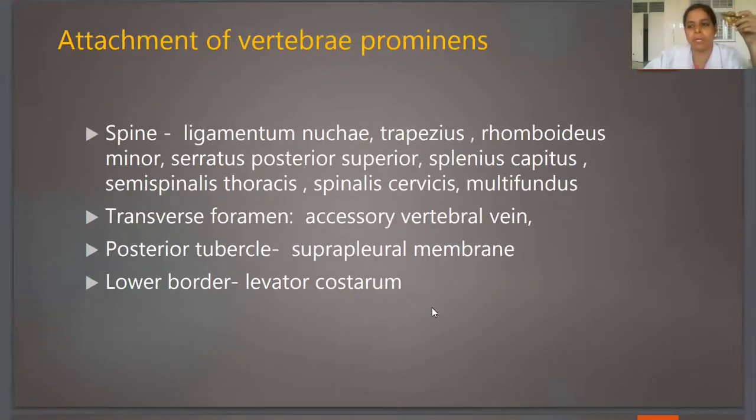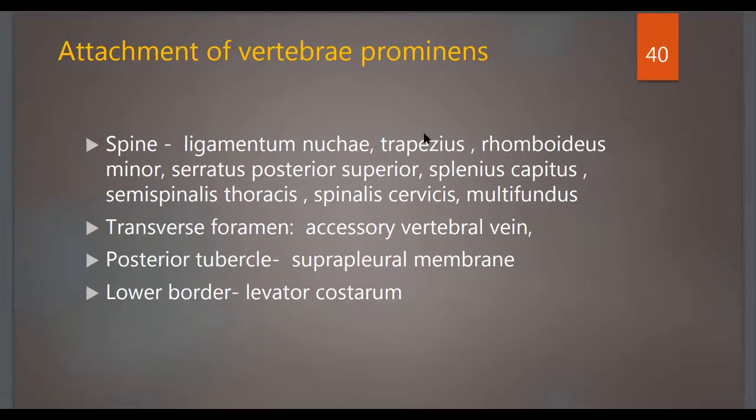Now, attachments of the vertebra prominence. The spine is giving attachment to ligamentum nuchae, trapezius, rhomboideus minor, serratus posterior superior, splenius capitis, semispinalis thoracis, spinalis cervicis, multifidus. These are the muscles of the back. Foramen transversarium transmits the accessory vertebral vein. Posterior tubercle gives attachment to the suprapleural membrane, which we have studied in thorax. Lower border gives attachment to levator posterior.